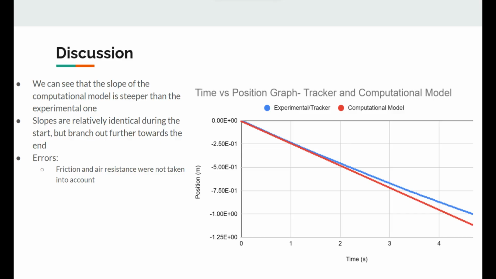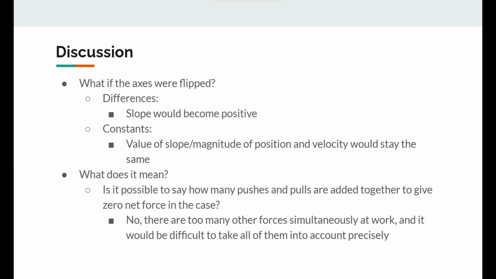Here, the time versus position graph for both the tracker and the computational model is shown. We see that the slope of the computational model is steeper than the experimental one. This means that the average velocity of the computational model is greater than the average velocity of the experimental one. This occurs due to factors that were not considered, which impose a net force in the opposite direction of the ball rolling in the experimental model. Therefore, there were errors such as friction and wind resistance that were not taken into account. Also, the slopes are relatively identical during the start, but branch out further towards the end. This indicates that at the start, the net force was close to 0 for a small amount of time.